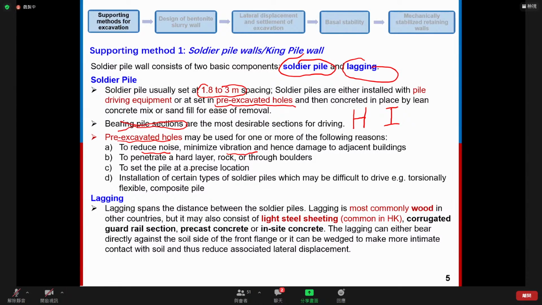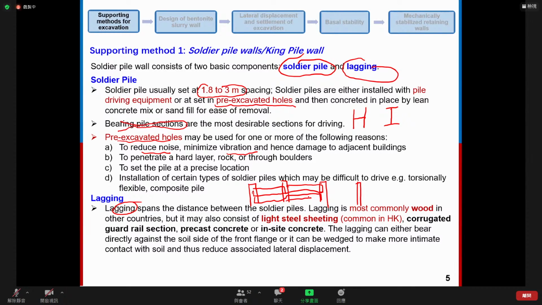Okay, so lagging forms a wall between soldier piles. So let me draw soldier piles. For example, we install the soldier piles. These are the soldier piles. And between the soldier piles, usually we use lagging to form a wall and also to connect each soldier pile.